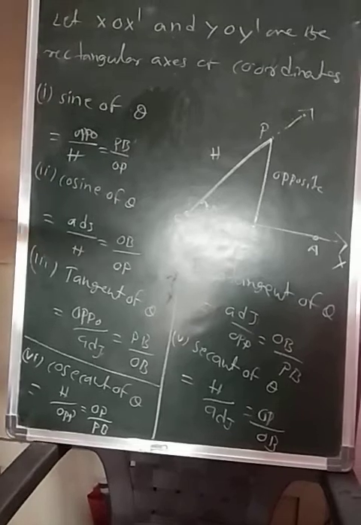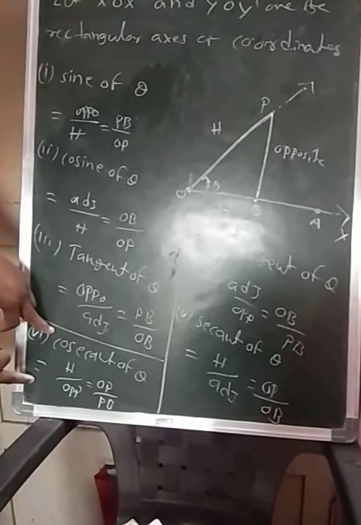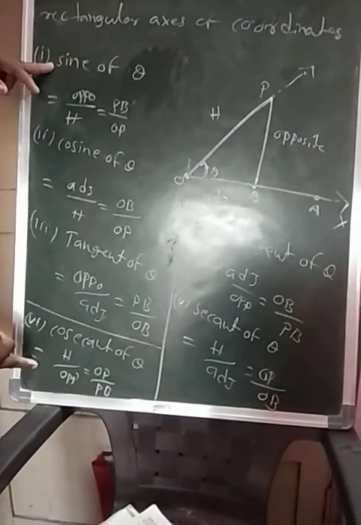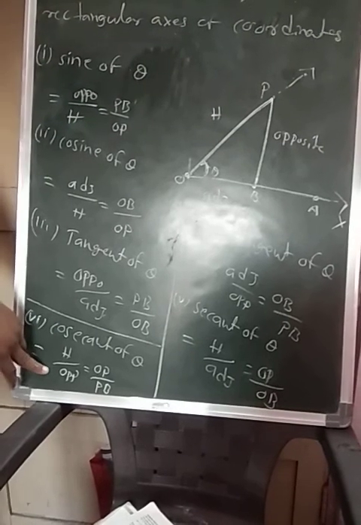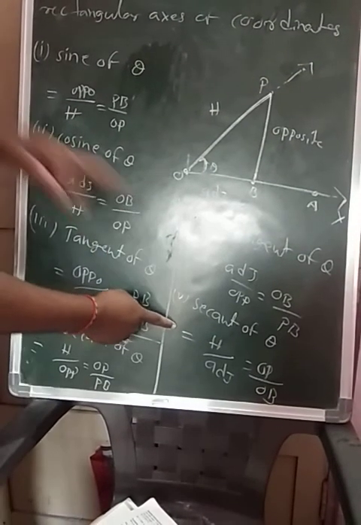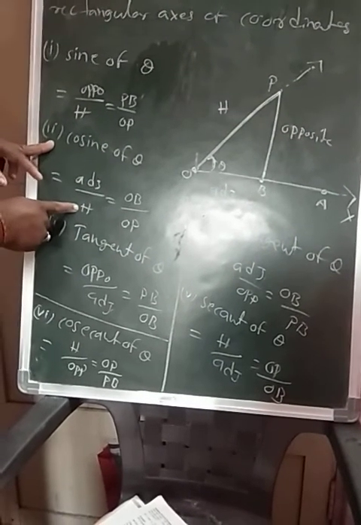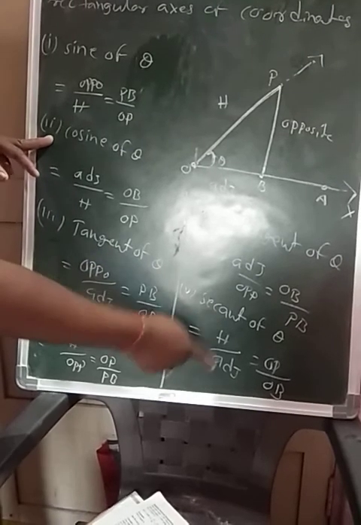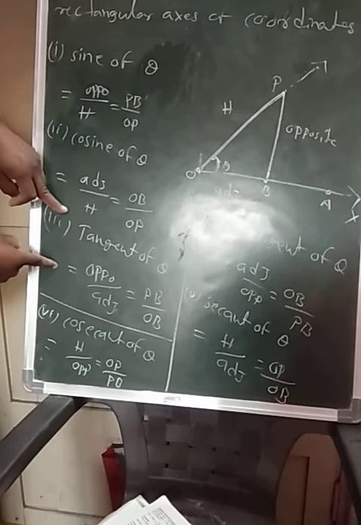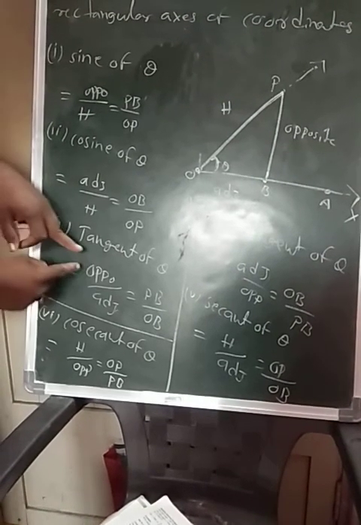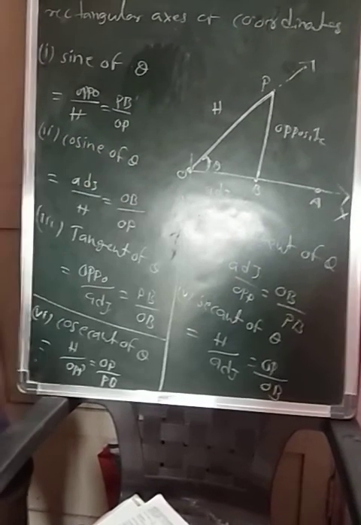So clearly you observe here, cosecant of theta is the reciprocal of sine of theta. Here it is opposite by hypotenuse, and there hypotenuse by opposite. Secant of theta is the reciprocal of cosine of theta, because cosine means adjacent by hypotenuse, but secant means hypotenuse by adjacent. Cotangent of theta is the reciprocal of tangent of theta, because tangent means opposite by adjacent, so cotangent means adjacent by opposite.